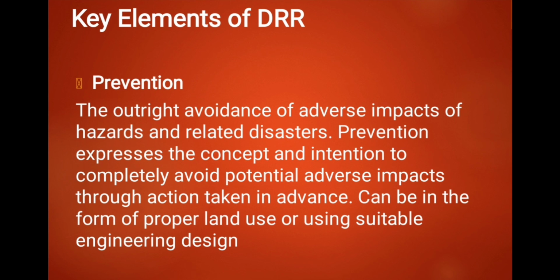Key elements of DRR. Number 1. Prevention. The outright avoidance of adverse impact of hazards and related disasters. Prevention expresses the concept and intention to completely avoid potential adverse impacts through action taken in advance. It can be in the form of proper land use or using suitable engineering design.